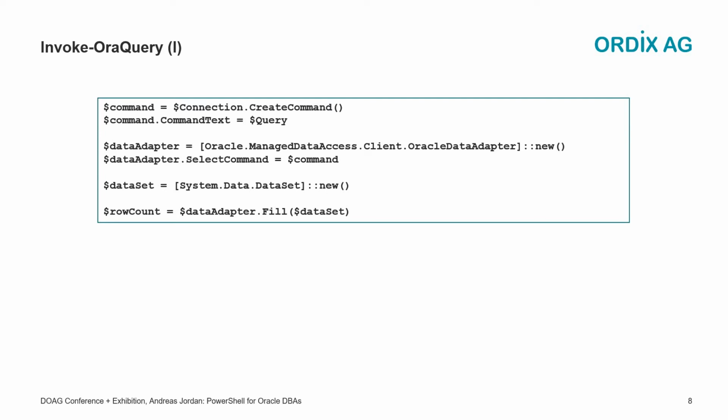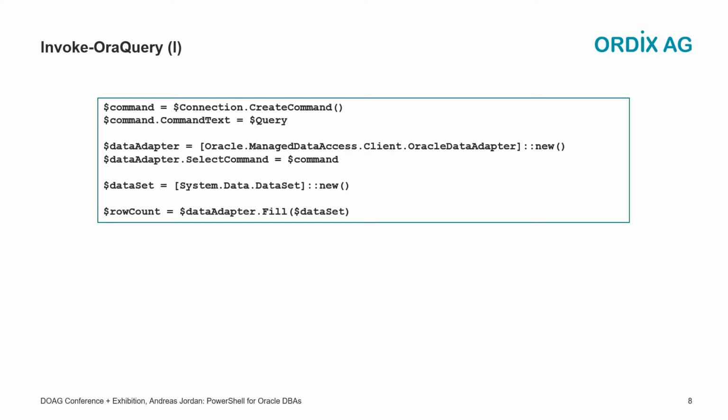And as you can see, the data set has nothing to do with Oracle. The data set is database independent. So with the same method, I can connect to MySQL databases, Postgres, whatever. You will find more examples in my GitHub repo. So with the data adapter fill method, the data set is filled. It returns the number of rows filled if you need it, and you have the data.